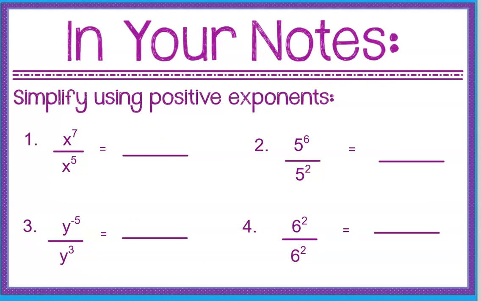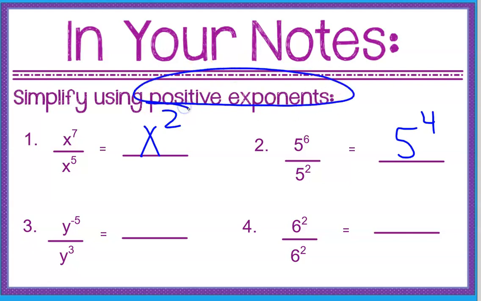All right, it's time for you to try some simple examples. No coefficients here. Let's just try keeping the base the same and subtracting the exponents. Pause the video now. All right, let's take a look at your work. First one should have been x squared. Second one should have been 5 to the 4th. Again, it says write using positive exponents, so I don't do the math. Just leave it as 5 to the 4th.